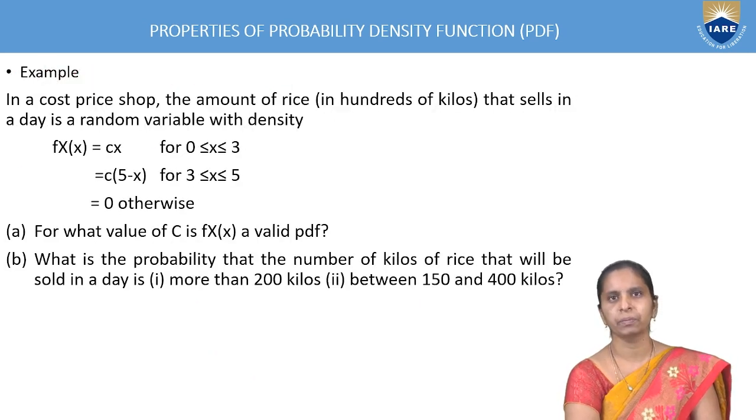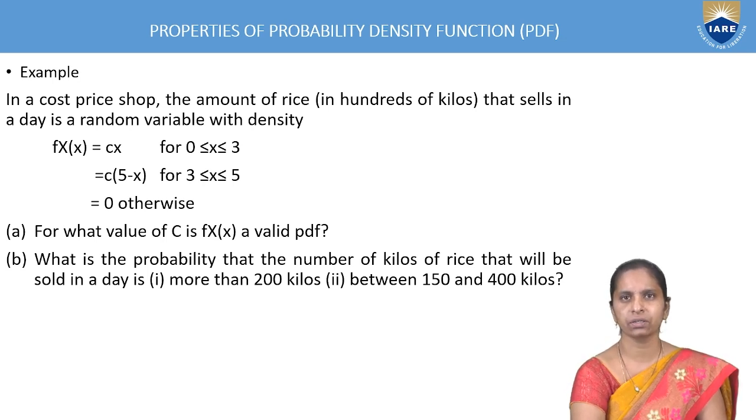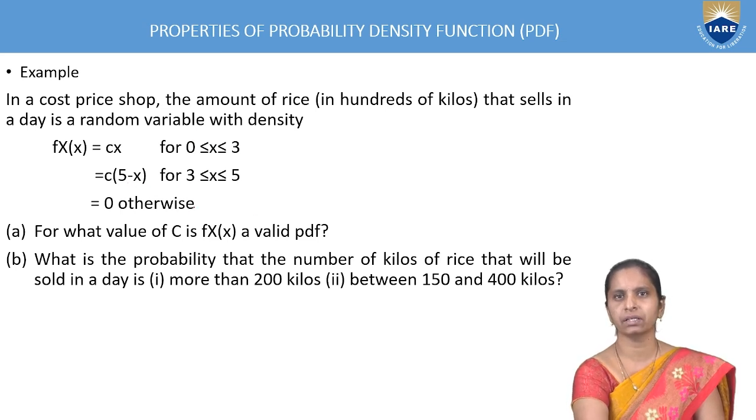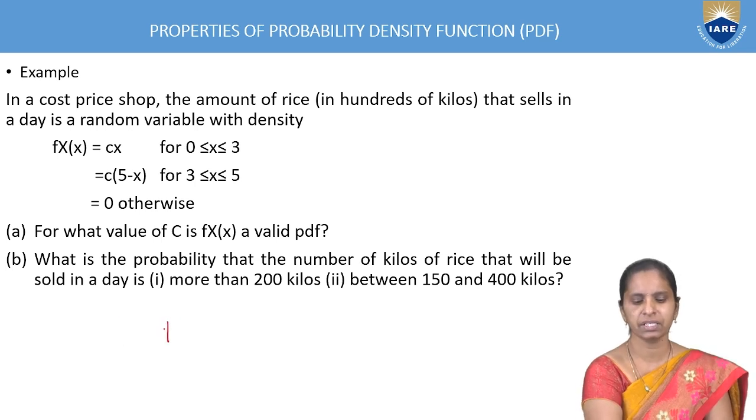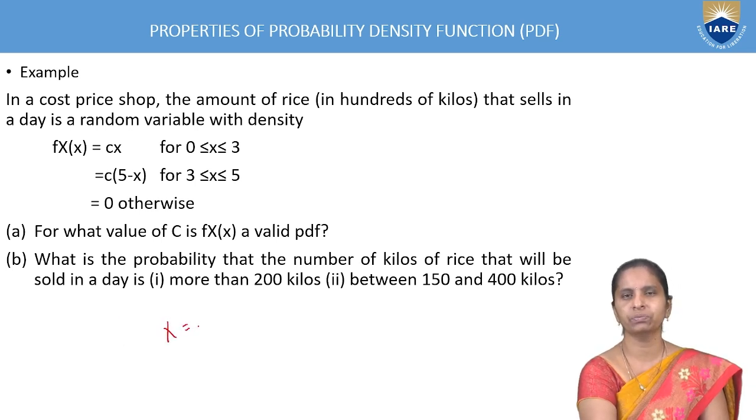So, I am taking one example here. In a cost price shop, the amount of rice, defined in terms of hundreds of kilos, that sells in a day is a random variable, and they have given the density function of the random variable: f_X(x) equals cx when x is from 0 to 3, and c times (5 minus x) when x is from 3 to 5, and equals 0 otherwise. So, what is X they have given? X is nothing but the amount of rice that sells in a day.